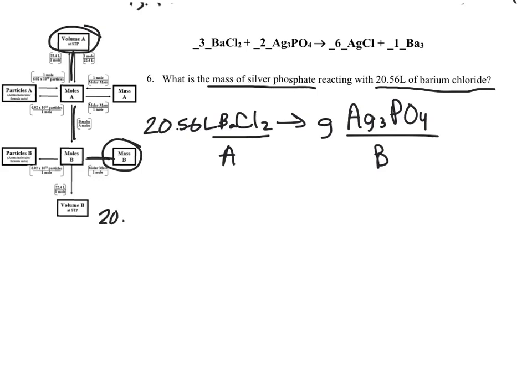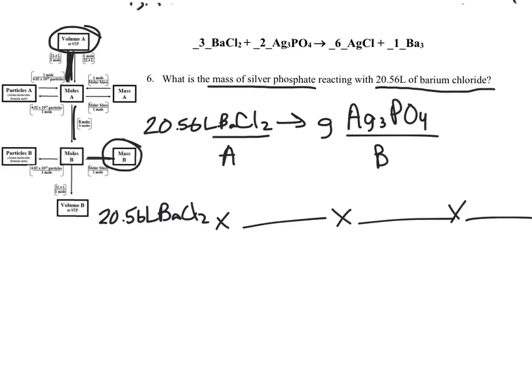If I start with 20.56 liters of barium chloride, I'm going to need 3 steps to get this done. And I'm going to be strapped for space, I bet, so I'll try to cram it all in there. First of all, to go from volume to moles, I am going to put 22.4 liters for every 1 mole of barium chloride. Okay. Now that I've gotten into moles of A, I need to go to moles of B. To do that, we always do B over A moles.